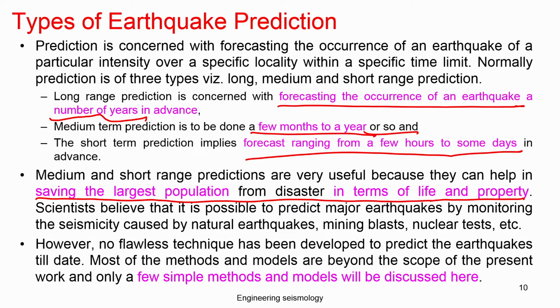Scientists believe that it is possible to predict major earthquakes by monitoring the seismicity caused by natural earthquakes, mining blasts and nuclear tests. By looking at your data, but for that you need to have proper data. So, we are talking about earthquake hazard parameter prediction. Hazard analysis is basically the scientific way of predicting earthquakes. If you have the proper data, you get a proper prediction of hazard parameters in a probabilistic and also deterministic way.